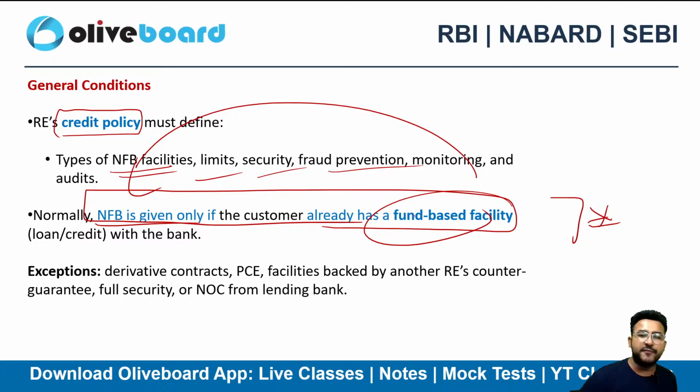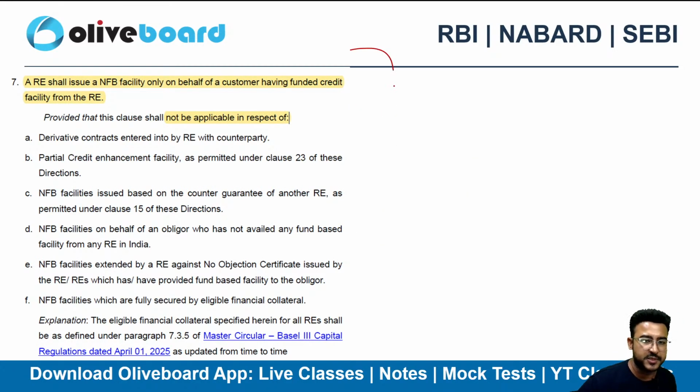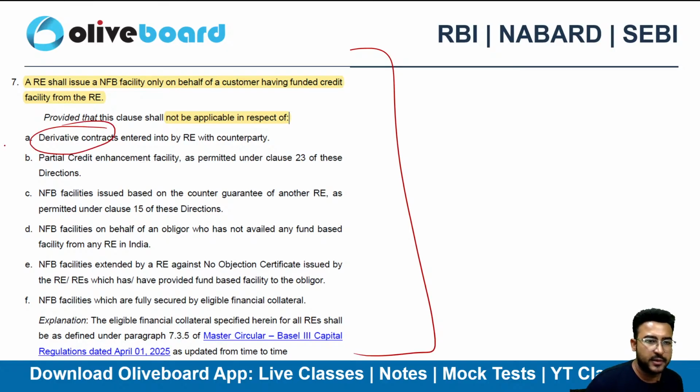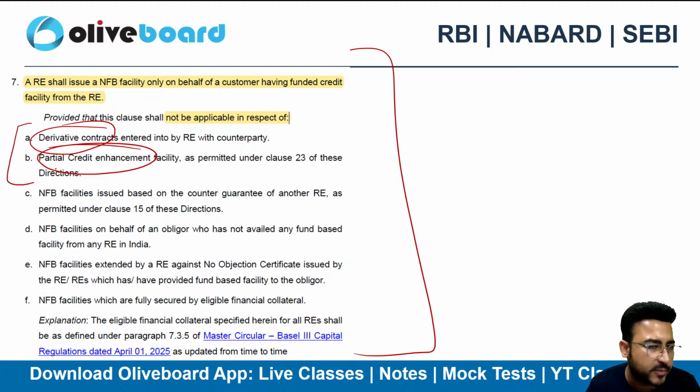Now let's suppose I don't have a fund based facility, so I won't be getting a non-fund based facility as well. Yes, but there are certain exceptions. And here are the exceptions, like derivative contracts, like partial credit enhancement, right? There are a few general points here. There are 6 pointers. Just have a quick reading. The most important ones will be the derivative contract and the partial credit enhancement, right? In these cases, even if I don't have a fund based facility, I can still take a non-fund based facility, in case of derivative contract, in case of partial credit enhancement, right?